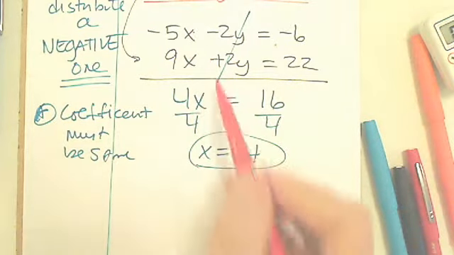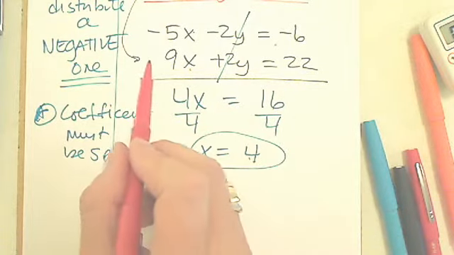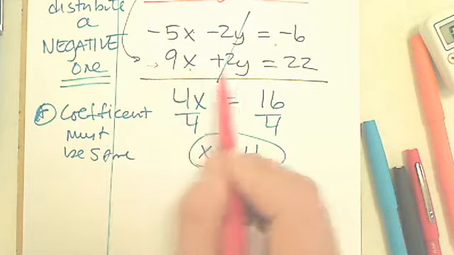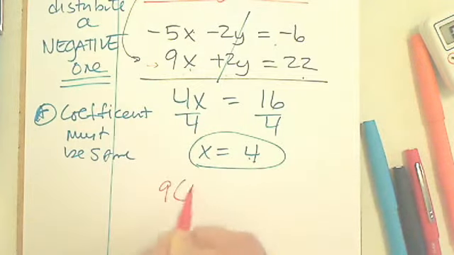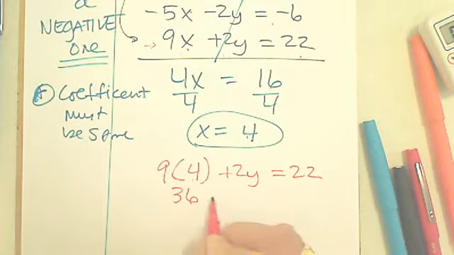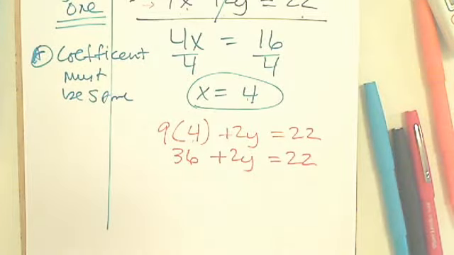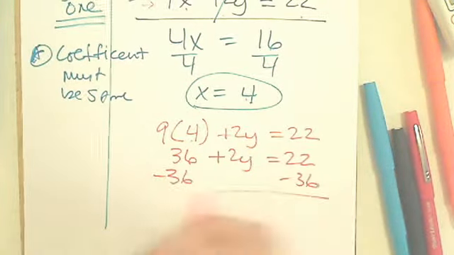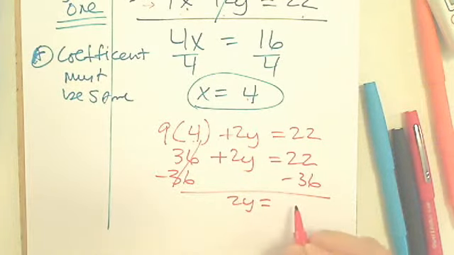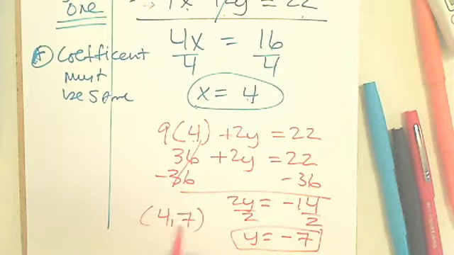To find the y value, again, it doesn't matter where you substitute in 4. Which one's a better one? Probably the second one, right? Because you don't have to deal with the negatives. 9 times 4 plus 2y equals 22. 9 times 4, 36, plus 2y equals 22. Subtract 36 on both sides of the sign. 2y equals negative 14. Divide by 2. Y is negative 7. 4, negative 7.